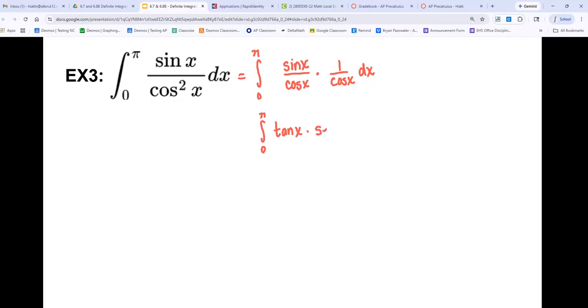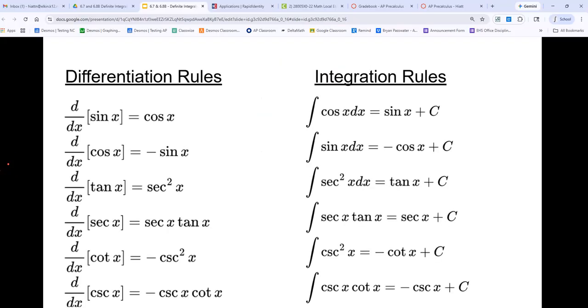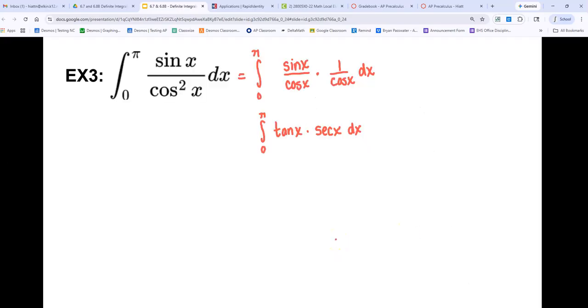Secant of x dx. Looking back at the last slide, I don't have tangent x, secant x, but I've got secant x, tangent x, same thing, right? The integral of secant x tangent x is secant. So when we integrate this, we are going to get secant of x, and I need to evaluate that from 0 to pi.